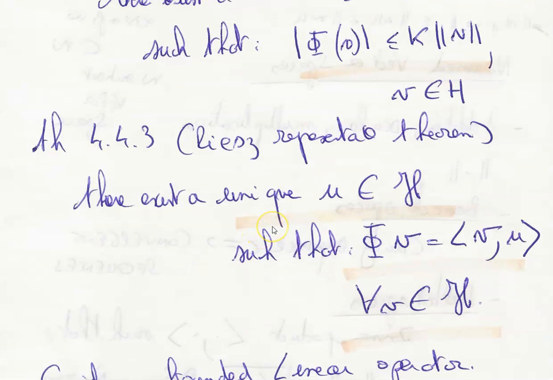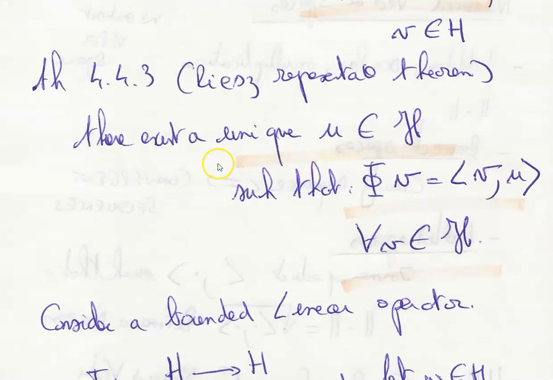Okay, so now let's add some properties. There is the representation theorem. So there exists a unique u, a unique vector that belongs to the Hilbert vector space, such that for whatever v you take in the vector space, the inner product of v with u is equal to the application phi applied to v, which means that phi of v is the inner product of v with u, of these two vectors.